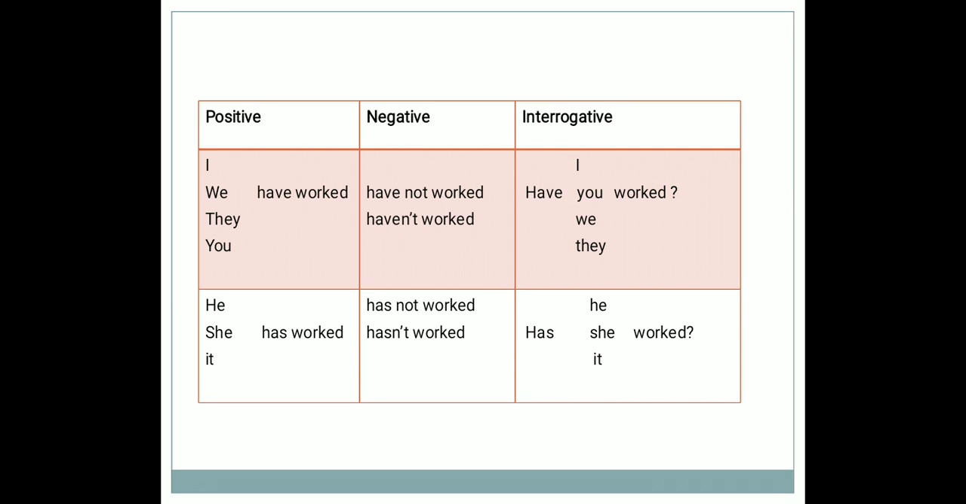Now let's see the question form, interrogative form. We need to bring the helping verb has or have to the front, followed by subject, verb and object in question form. For example, have I worked, have you worked, have we worked, have they worked. Has he worked, has she worked, has it worked. If you want to change into WH questions, then add WH words like what, where, how, etc. before this structure of yes-no questions. Okay?